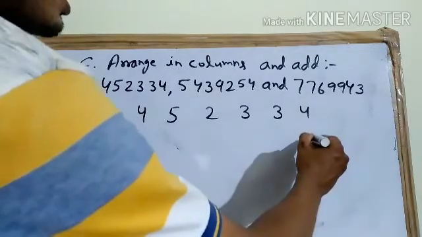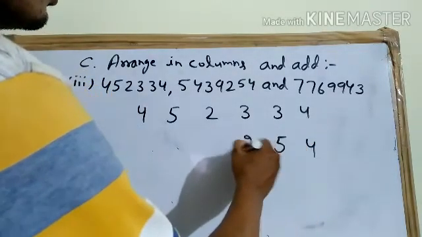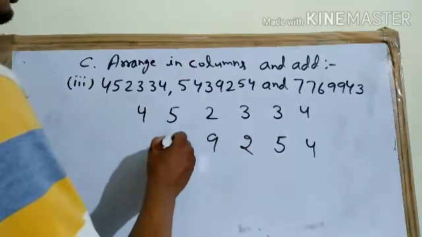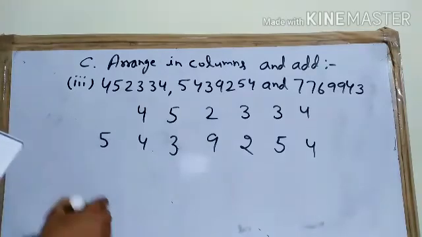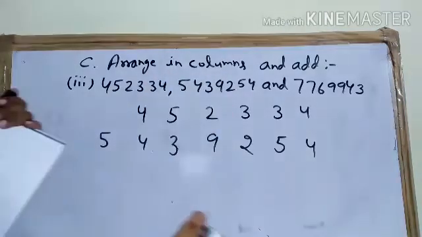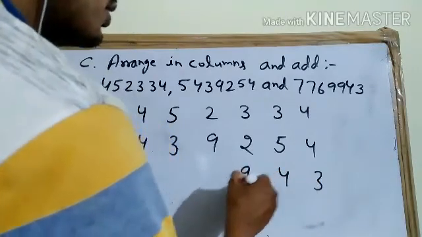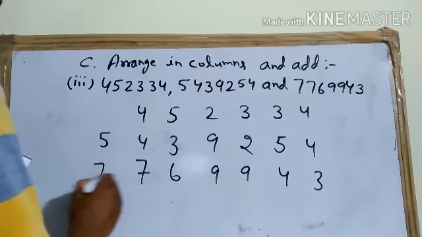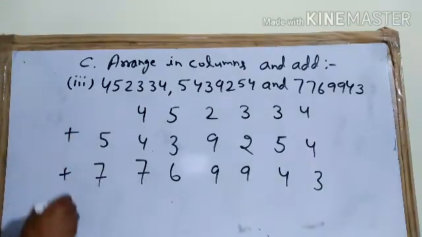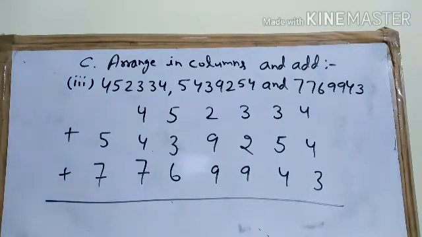Extreme right you can take here 4 5 2 9 3 4, and this 5 will become on this place. Then again from extreme right, for the third number 3 4 9 9 6 7 and 7. Now you can add easily. If you are taking from extreme right, then there is no chance of mistake, otherwise there may be mistake.